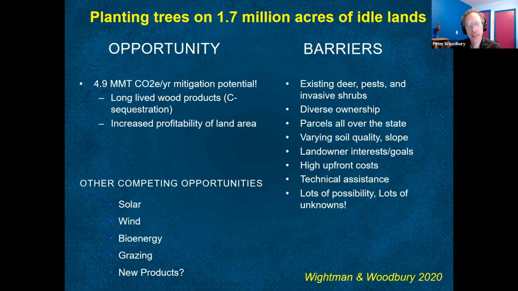So what are some of the barriers to this idea of tree planting? Well, I've mentioned existing deer, pests, and invasive shrubs can prevent forests from regrowing. This land is also typically owned by private landowners in small parcels. So there's a real issue about communicating with folks, sharing the opportunity, even if people are interested. It's a big project to get a lot of small parcels of land planted.